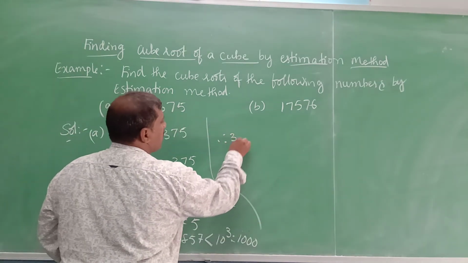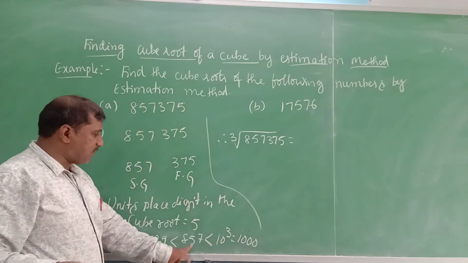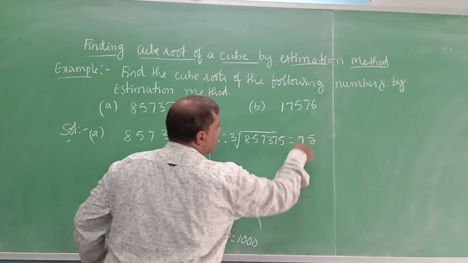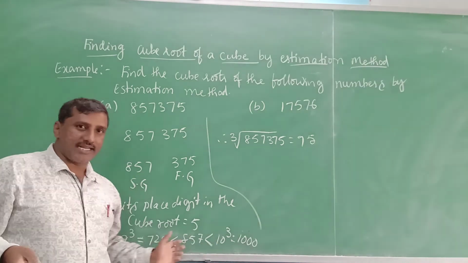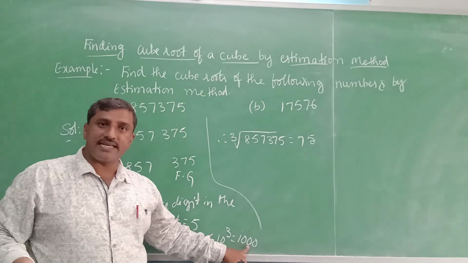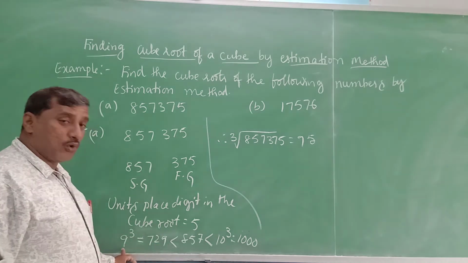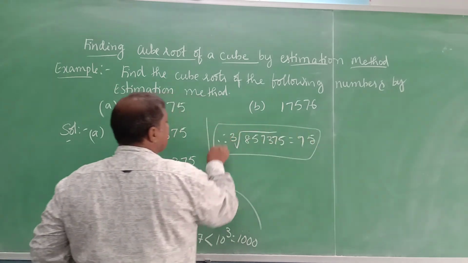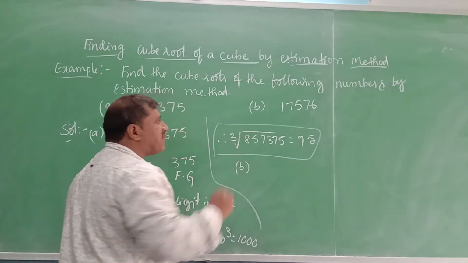Therefore, the cube root of 8,57,375: the units place digit will be 5, and the tens place digit will be 9. So how do we identify the tens place digit? The second group number should lie between two nearest perfect cubes. So 857 is more than 729 and less than 1000. From this we take the smaller perfect cube, and its cube root will come as the second digit. Therefore, the cube root of 8,57,375 is 95. We can check it by using the prime factorization method.